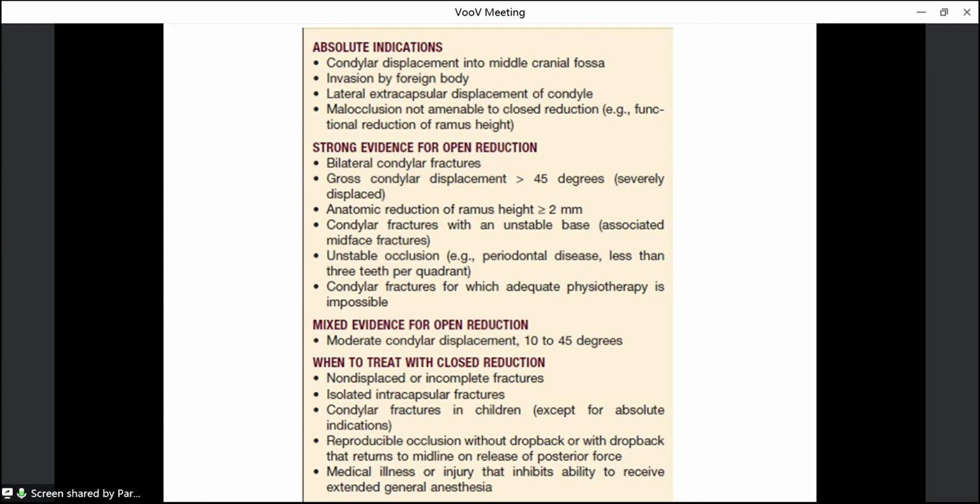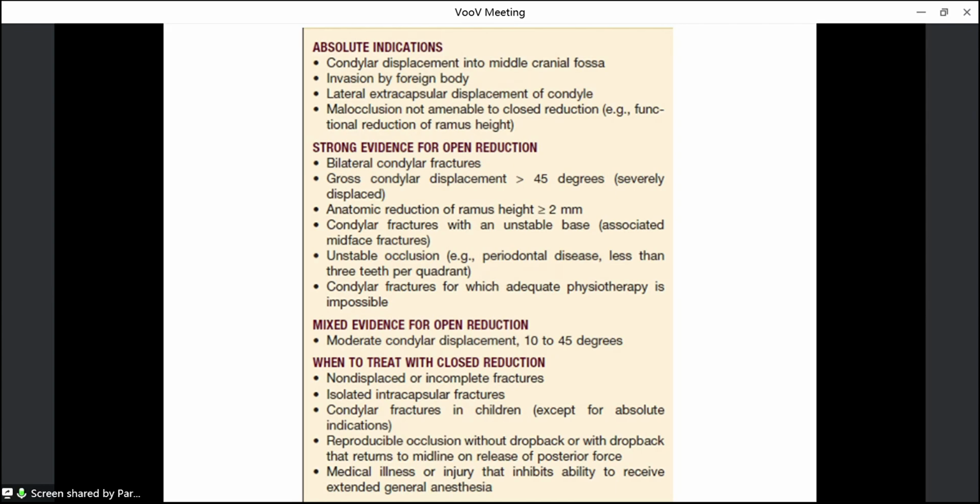Anatomic reduction of ramus height. If the loss of ramus height is more than 2 mm, as the condyle is fractured, the masseter-pterygoid sling will pull the ramus superiorly. Due to this, the ramus height will be decreased. If the loss of ramus height is more than 2 mm, then it's better to operate surgically, because if you don't operate, it will lead to facial asymmetry.